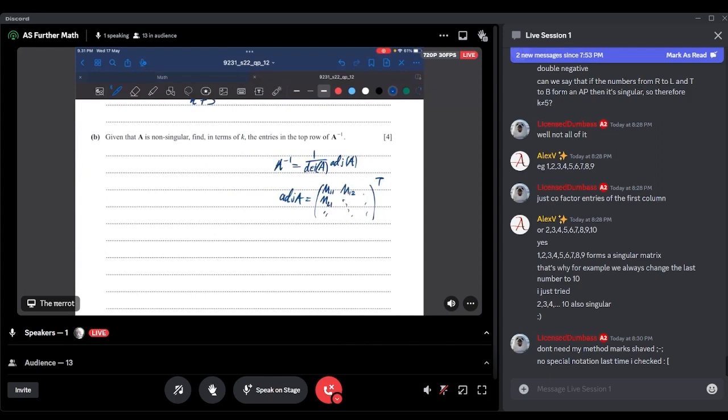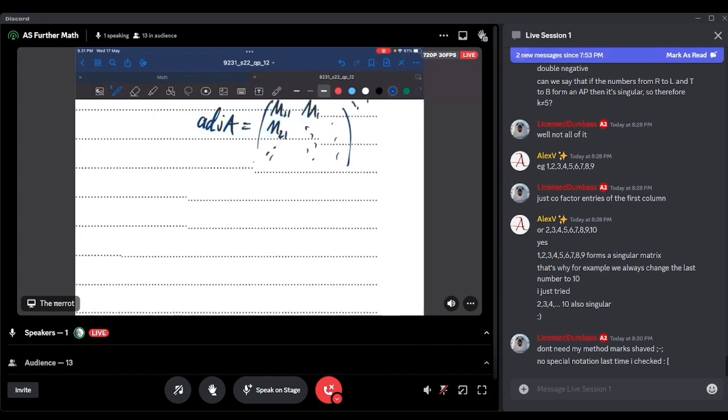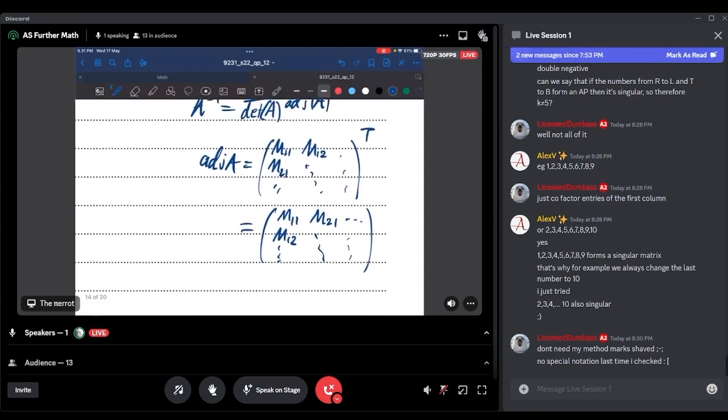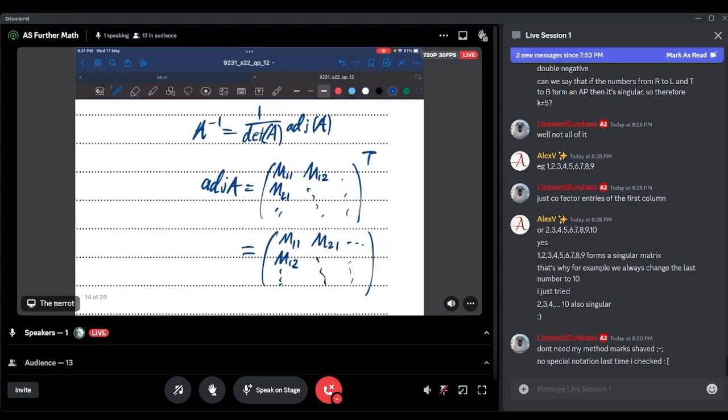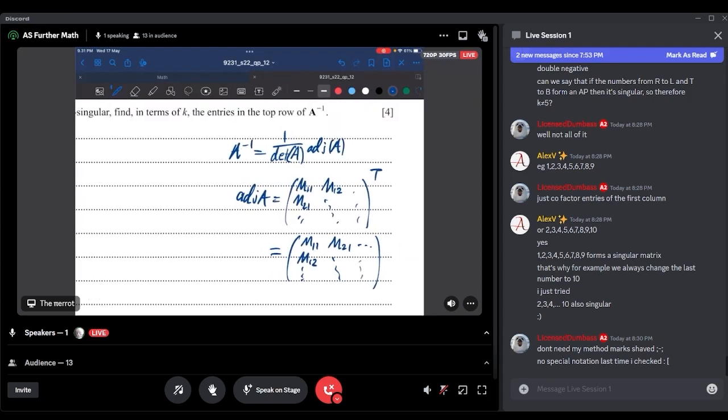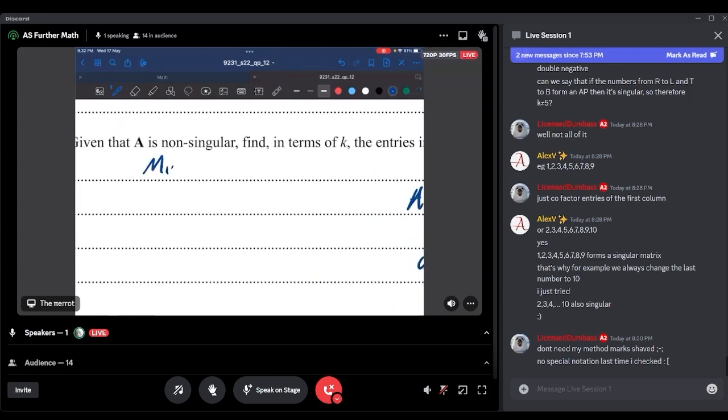So that means if the A inverse, actually, I'll write that one more time. So this is M11, M21, so on, M12. I just transpose it, basically, and I hope my notation's correct: 1,1, 1,2, 2,1. Okay. So if you want to find the top row of A inverse, you have to find M11, M21, and M31. And this is what you want to find.